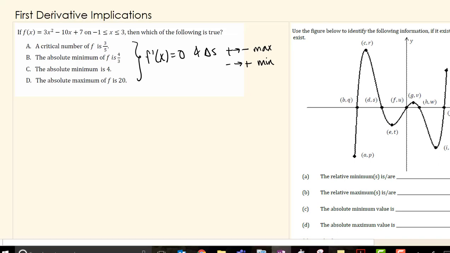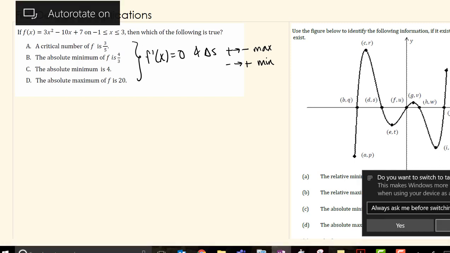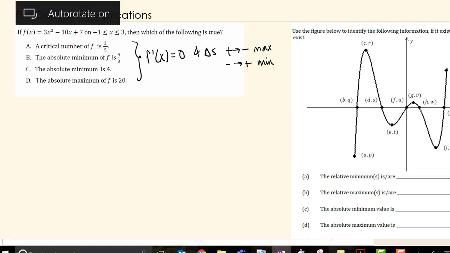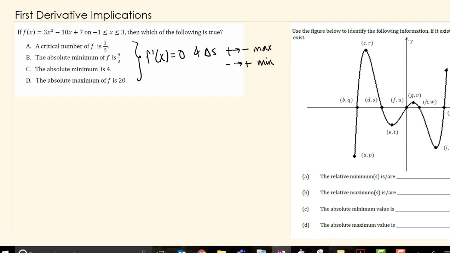All right, we are going to be going over in this video the first derivative implications section. When we are looking at the implications of a first derivative, we know that first derivatives give us information on relative minimums and maximums that can also be absolute mins and maxes, right? But when I am going through this, all these answer choices are talking about critical or absolute. So I wrote my little note here that we do need to check the first derivative.